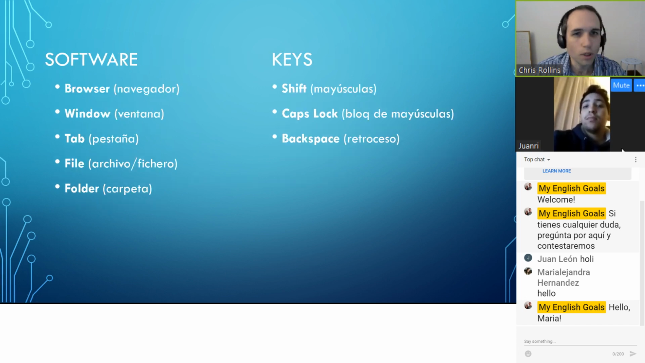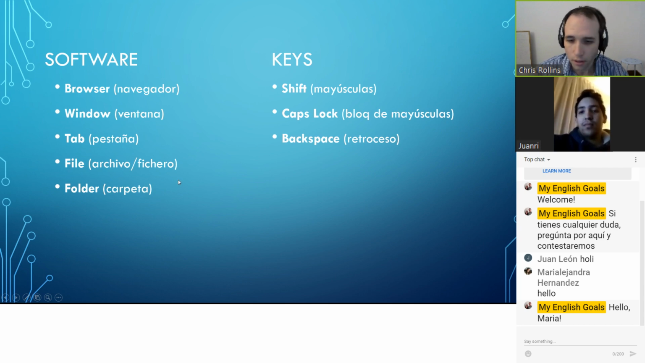Let's see here. Browser. Okay, so el navegador is a browser. Las ventanas son windows. Pestañas del navegador son tabs. Files, archivos y ficheros. Folders, carpetas. Y algunas claves de teclado, unas teclas importantes que son diferentes en inglés. El shift, que es lo que llamamos la tecla de mayúsculas. Y de bloque de mayúsculas se llama caps lock. Y retroceso is backspace. Okay.